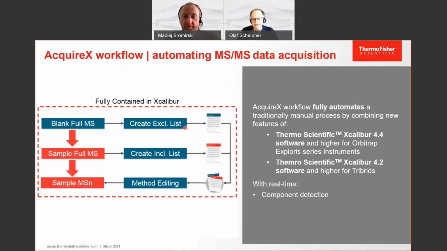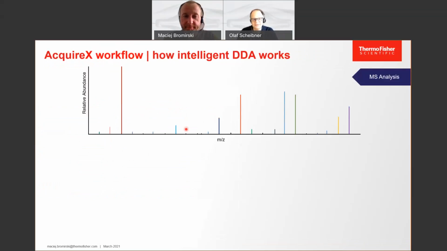But what's the benefit of it? We have real-time component detection and real-time list generation. So what's in it for you? You do an MS analysis, and this is the blank in this case, and you will find out the background ions. The peak detection will not only find these, but it will find adducts, for example, as well, because it doesn't make sense to trigger on the adduct. If you have the precursor, the M+H, it's enough to do that, and you can leave out any adducts because you have this information needed already.